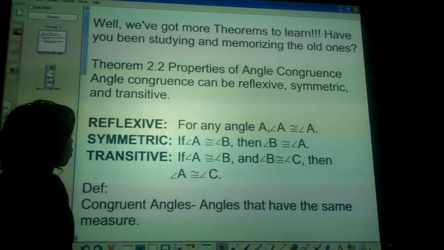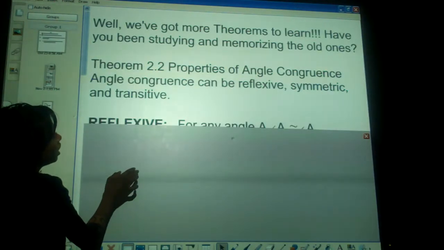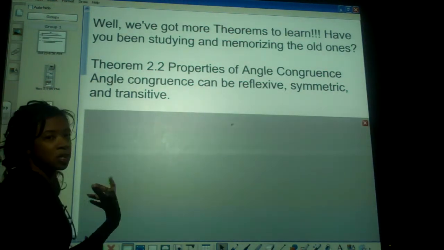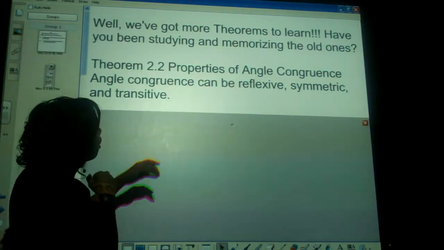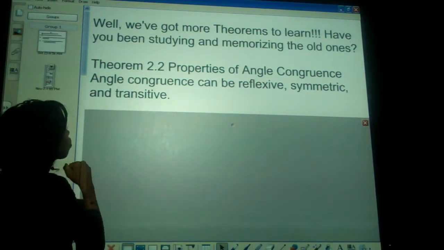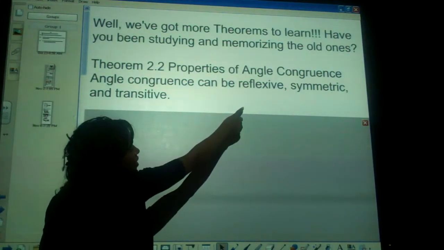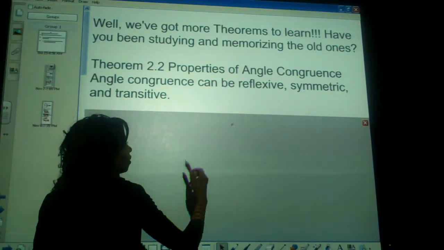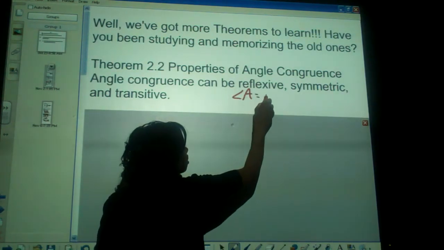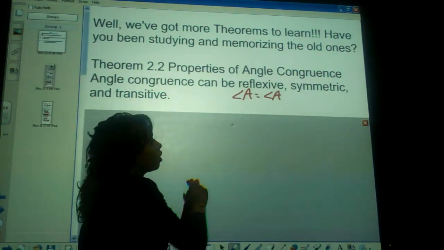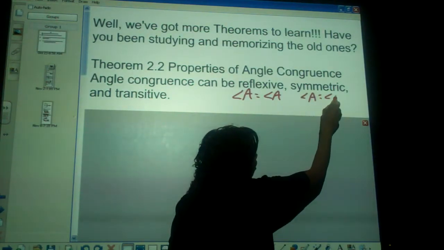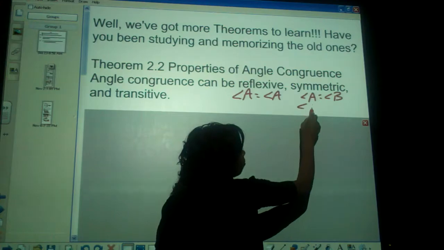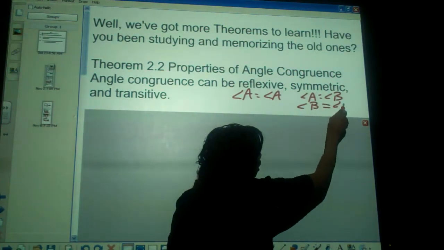Theorem 2.2 is where we're going to start. And again, this is going to look familiar because we did this with segments. Now we're doing it with angles. Theorem 2.2 deals with properties of angle congruence, and they can be reflexive, which we did before, where this time it'll be angle A is equal to angle A. If we're talking about angles, symmetric will be, for example, angle A is equal to angle B, and then the reverse will be angle B is equal to angle A.